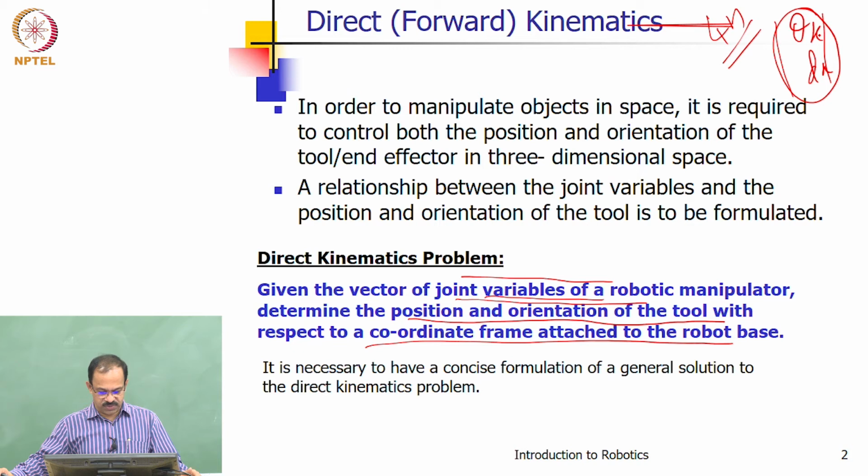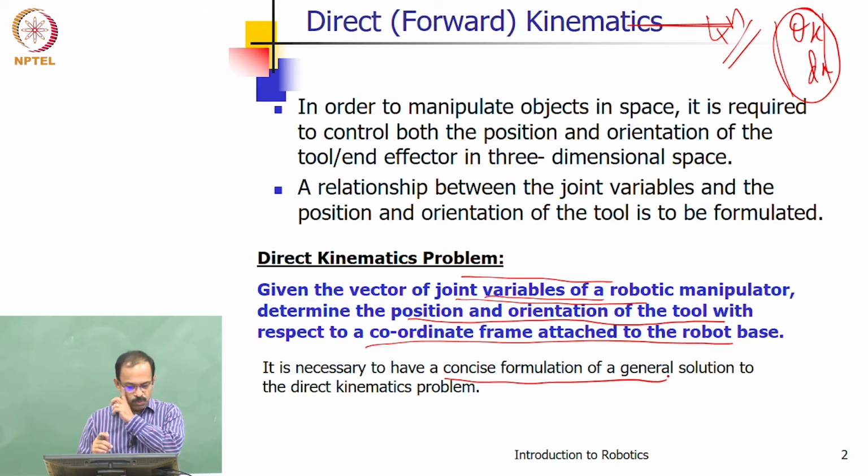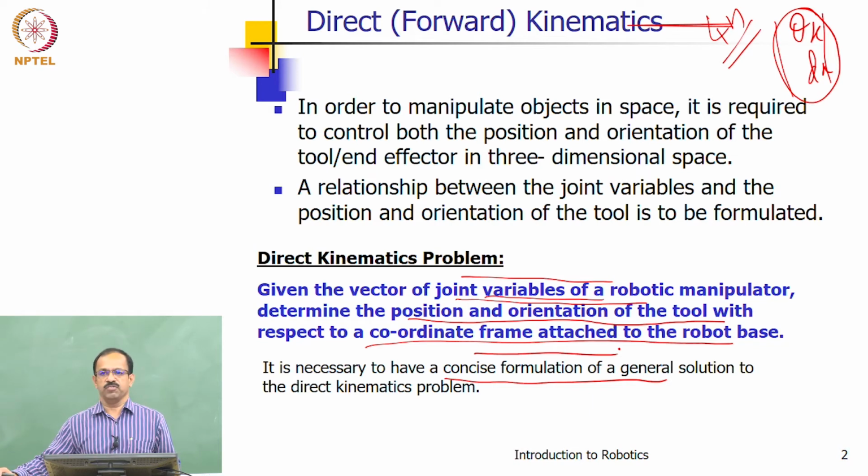So, how do we do this? We need a very concise formulation. It is a general solution to the direct kinematics problem. For any robot, whatever its configuration may be, we should be able to develop this relationship based on the parameters that we identified. That concise formulation is what we call the forward kinematic relationship, or forward kinematics problem, or direct kinematics problem.